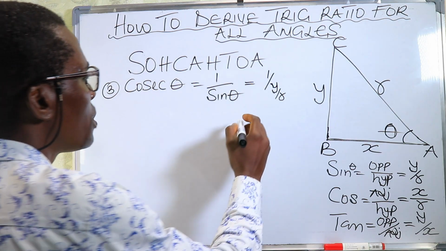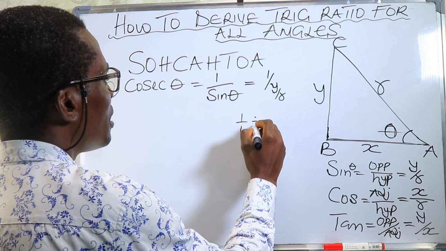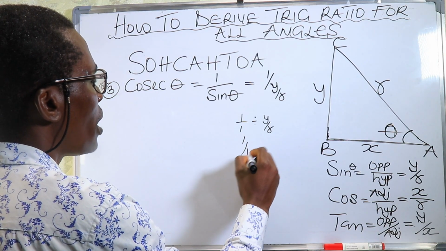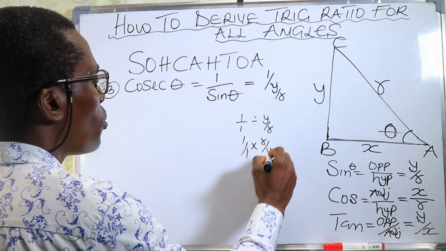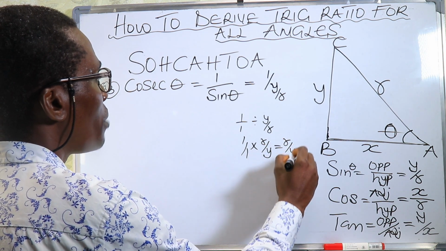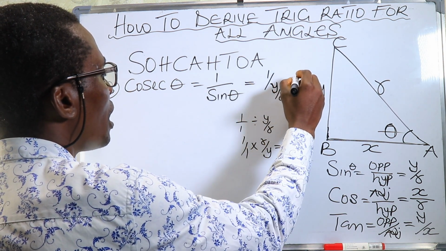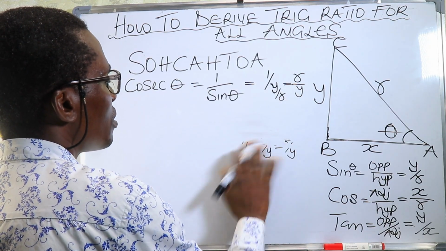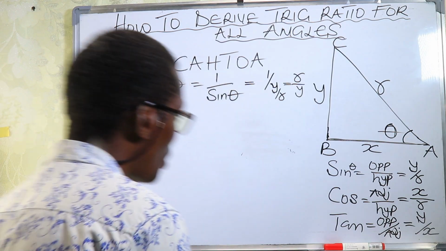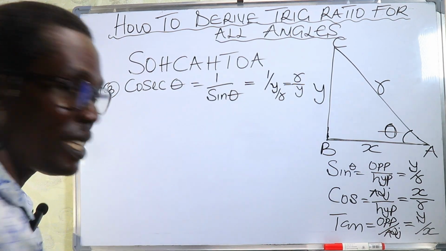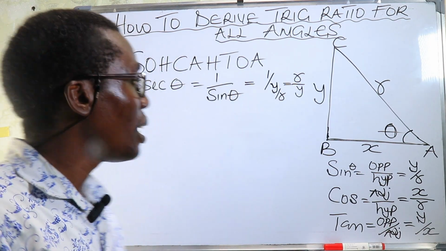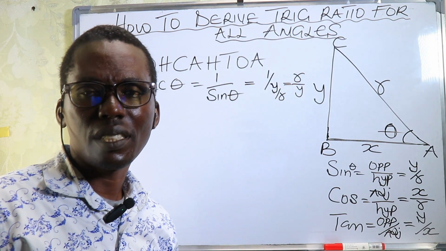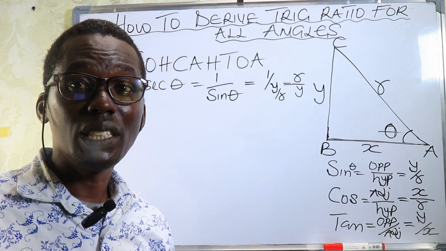And when you see something like 1 divided by y all over r, remember what you will do: 1 divided by 1 times r divided by y. So your answer will be r divided by y. So that means cosec theta is r divided by y. That is cosec theta, and that one is the inverse of what? Inverse of sine theta. You see that one is easy now.